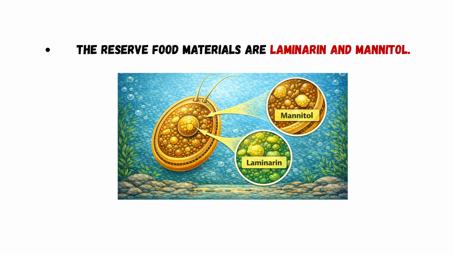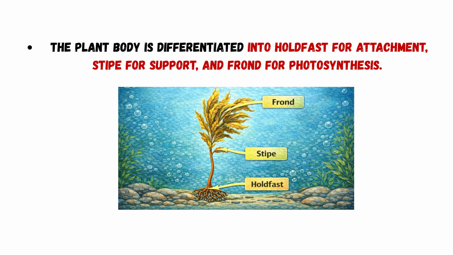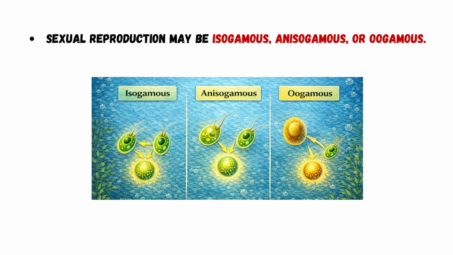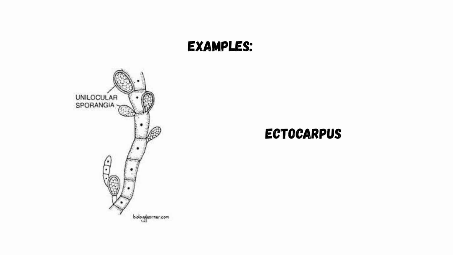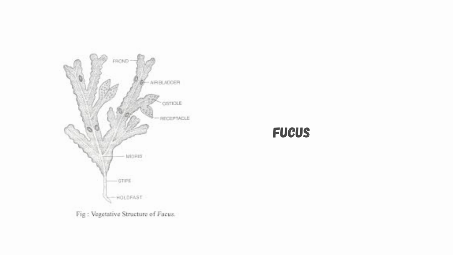The reserve food materials are laminarin and mannitol. The cell wall is composed of cellulose and algin. The plant body is differentiated into holdfast for attachment, stipe for support, and frond for photosynthesis. Asexual reproduction occurs by biflagellated zoospores, and sexual reproduction may be isogamous, anisogamous, or oogamous. Examples are Ectocarpus, Dictyota, Laminaria, and Fucus.